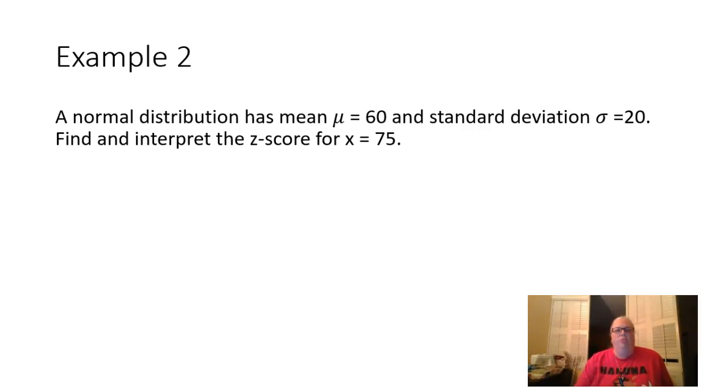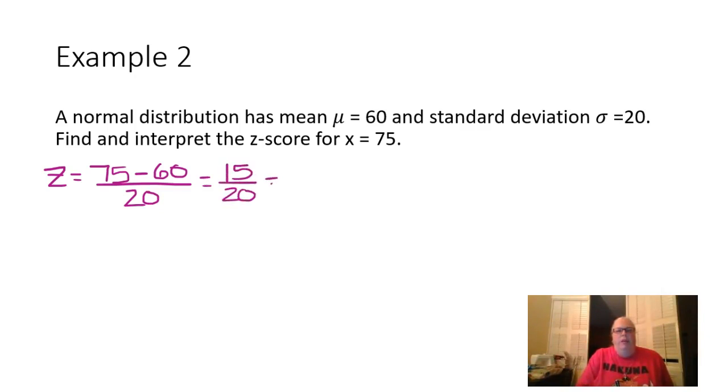Example 2. A normal distribution has a mean mu equal to 60 and a standard deviation sigma equal to 20. Find and interpret the z-score for x equals 75. Z is equal to our data point 75 minus the mean, which they told us is 60, divided by the standard deviation, which they told us is 20. 75 minus 60 is 15, and 15 divided by 20 is 0.75.